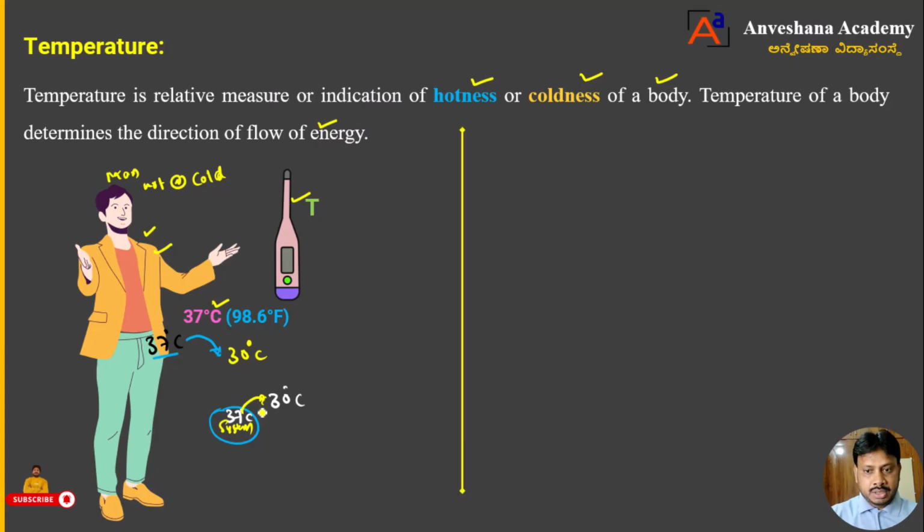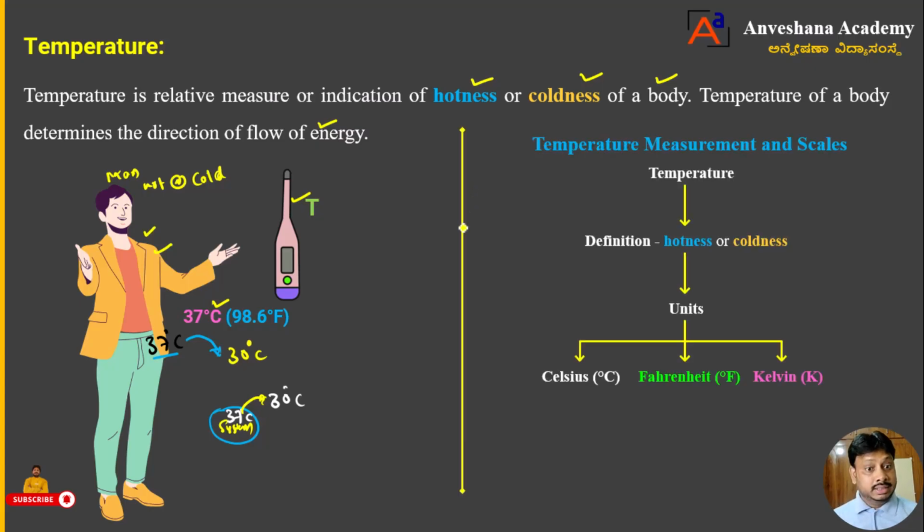Now, temperature can be measured and expressed in terms of different units. One is degree Celsius, the second is Fahrenheit, and the other is Kelvin. I can express temperature in terms of degree Celsius, Fahrenheit or Kelvin.